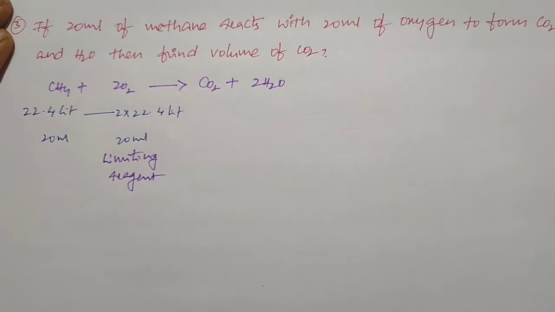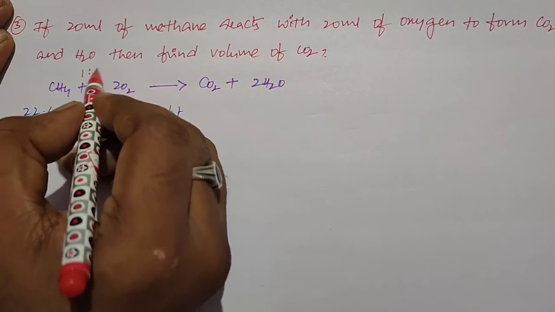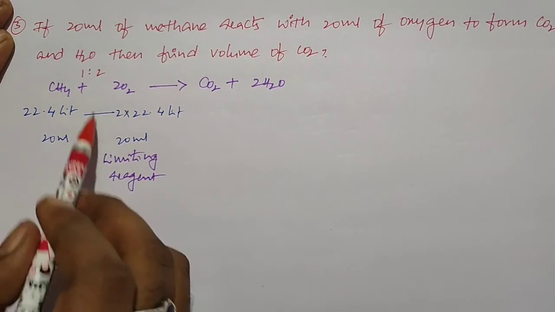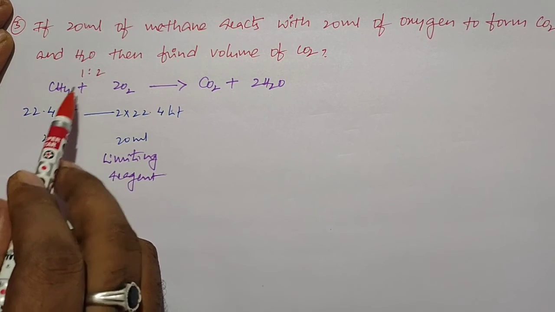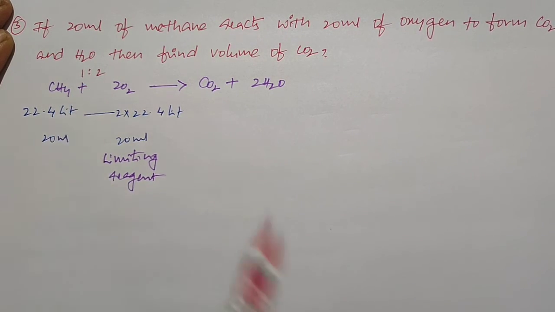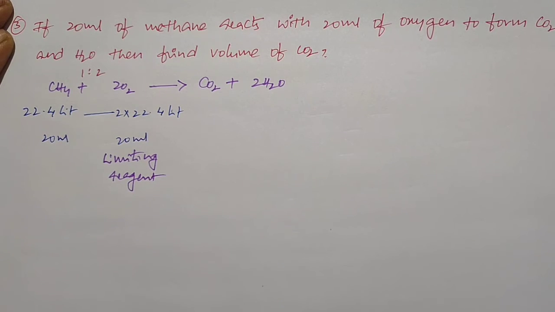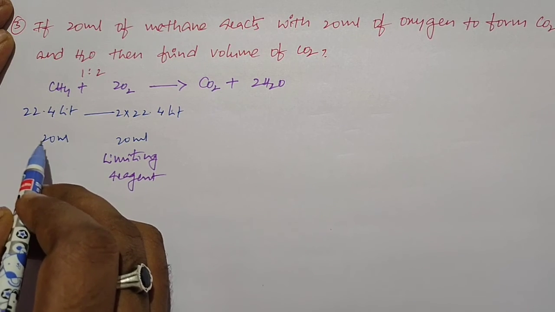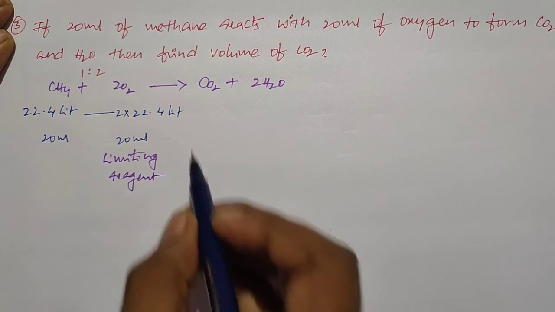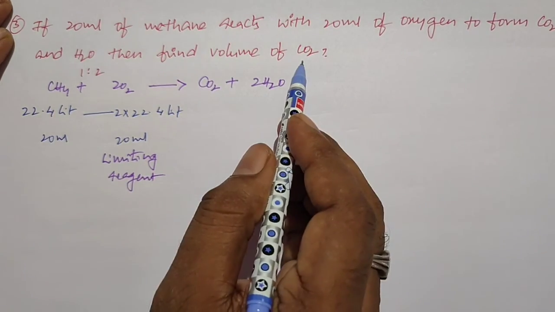Simply, we can say methane and oxygen must be present in a 1:2 ratio. So for 20 ml of oxygen, we just need 10 ml of methane. That is the meaning of the 1:2 ratio. So here oxygen acts as the limiting reagent, and only 10 ml of methane is consumed, and 10 ml of methane remains unreacted. As per the question, they are asking about the volume of CO2.